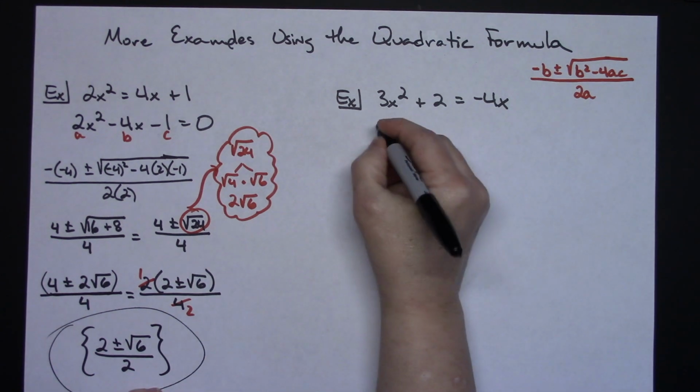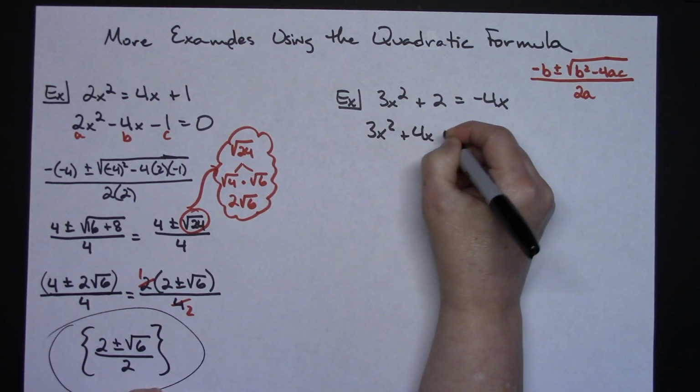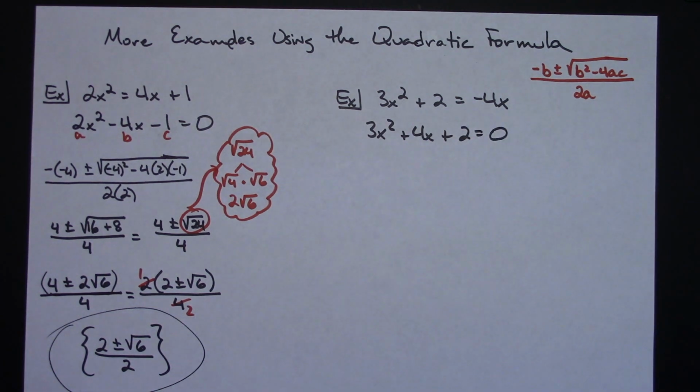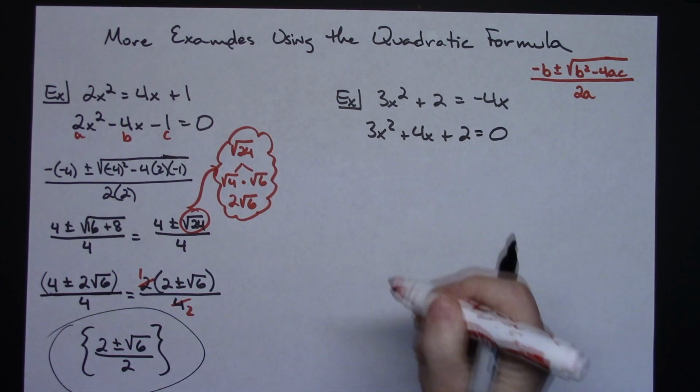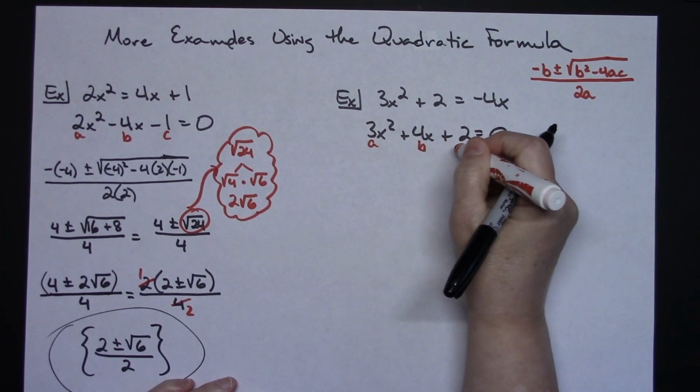So I'm going to add 4x to both sides. So I'll have 3x squared plus 4x plus 2 is equal to 0. At this point, I can see that my a is 3, my b is 4, and my c is 2.